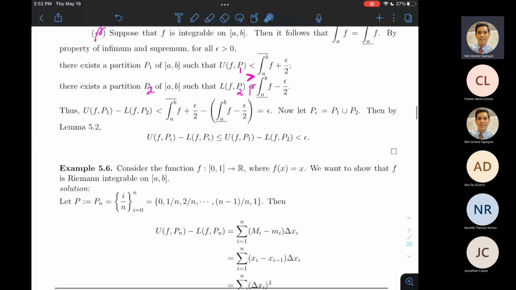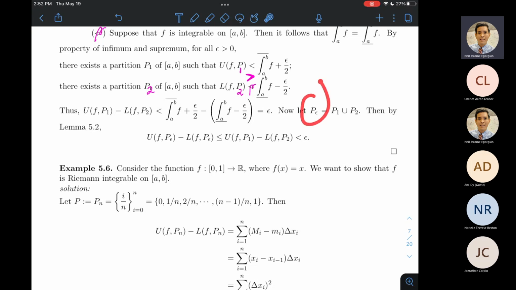Ang meron tayo dito, kamukha niya na, almost, but not quite there. Kasi ito ay upper sum with respect to P1, kasi ito ay lower sum with respect to P2. Magkaiba pa yung mga partition na ginamit natin para magkaroon na less than kay epsilon. Pero thanks to the lemmas that we have established last time, madali lang tong remedyohan. Kasi instead of looking at P1 and P2 independently, kunin natin si P1 union P2. P1 union P2 is a refinement of both P1 and P2.